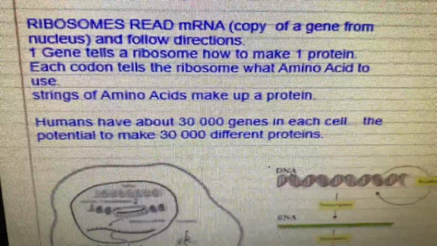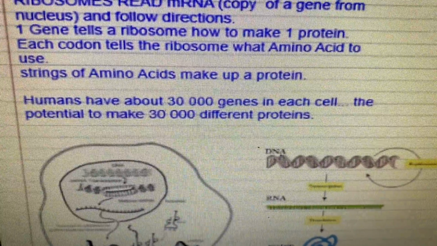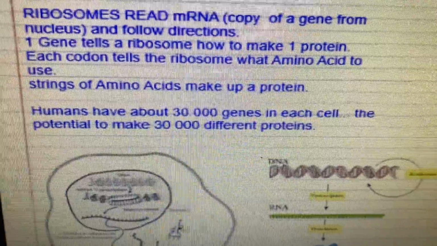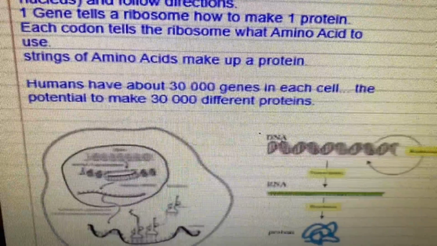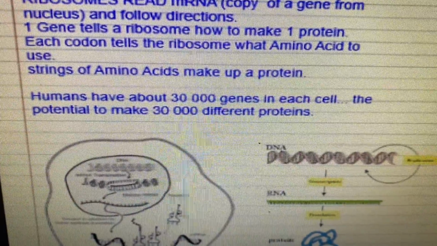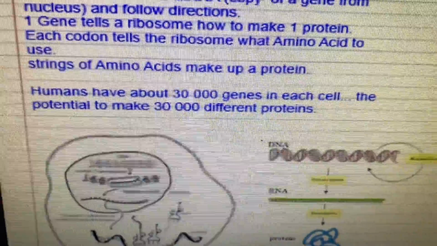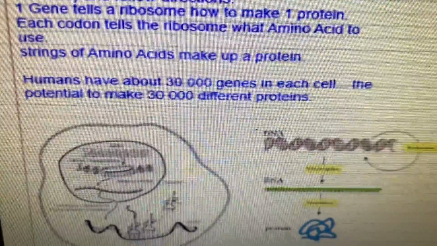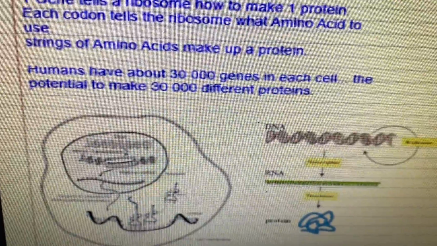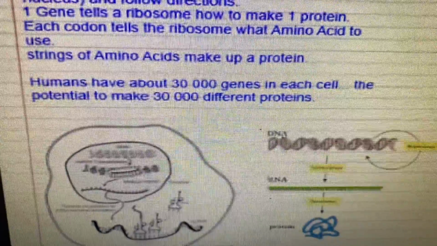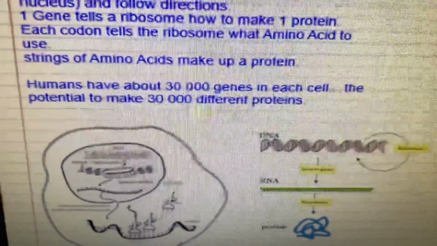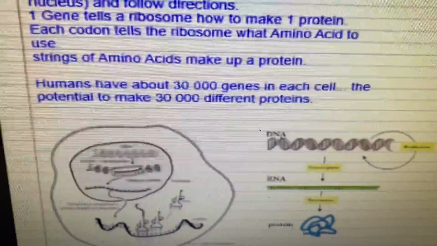Human cells have about 30,000 genes in each cell. That means each cell you have could make about 30,000 different proteins. But I will promise you this, each cell in reality only makes about 2,000 proteins. They only make the ones they need to make. Your toenail cells do not make pepsin. That's the job of your stomach cells.